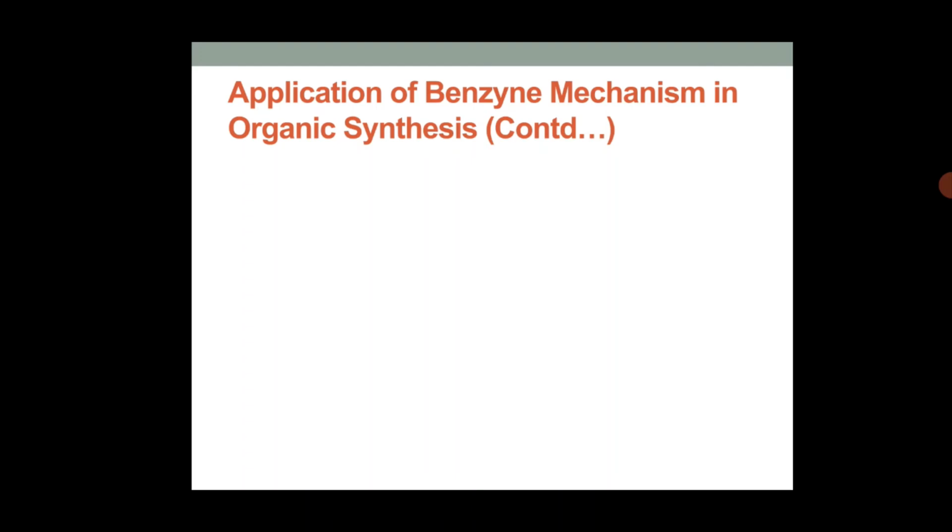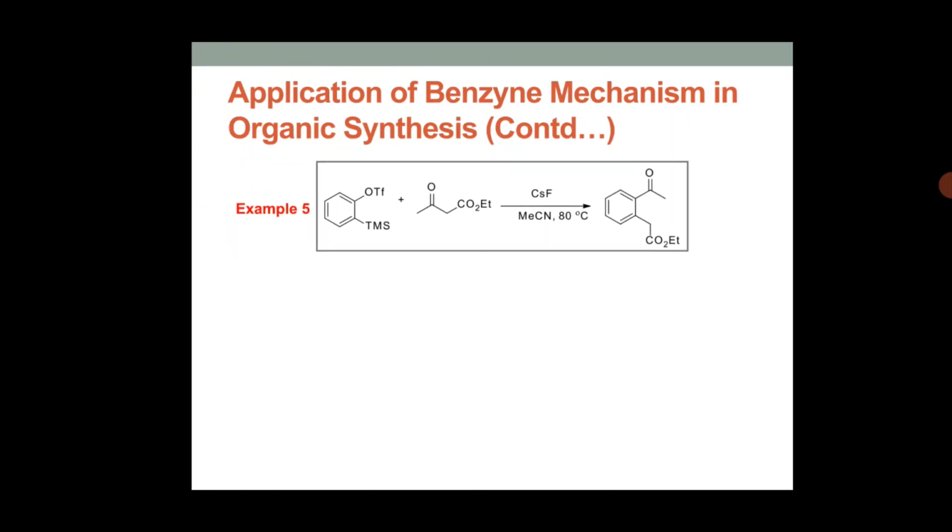Let's look at the last example. Yes, we want to synthesize this compound, and we have a starting material with us. One of the starting materials is this, and the other starting material is ethyl acetoacetate. Now this ethyl acetoacetate has an active methylene group. Which is the active methylene group? This is the active methylene group.